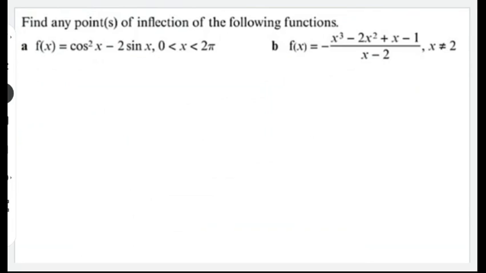So first of all, I have to ask, do you know how to differentiate these functions? Because that's the first thing. Yeah, I know how to differentiate them. Okay.